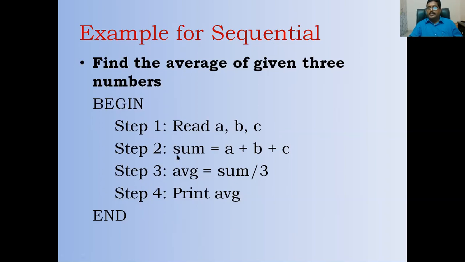After that, in step 2 we calculate sum equal to A plus B plus C. Step 3: average equal to sum by 3. Once the average is calculated, we print that average value, so step 4 is print average. And end, the algorithm ends here itself.